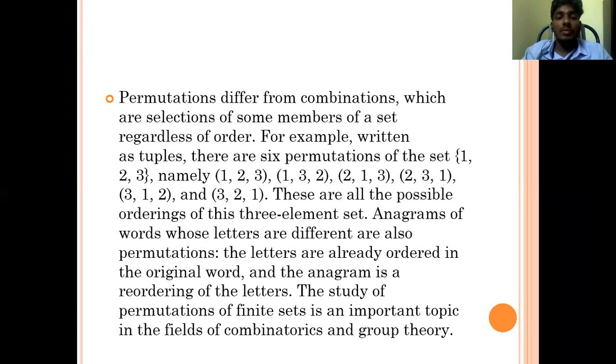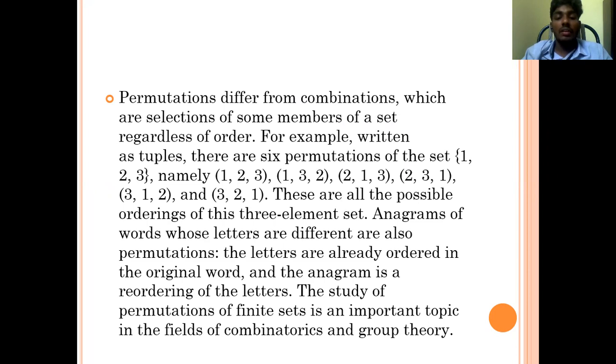Permutations differ from combinations, which are selections of some members of a set regardless of order. For example, written as tuples, there are six permutations of this set 1 2 3, namely 1 2 3, 1 3 2, 2 1 3, 2 3 1, 3 1 2, and 3 2 1. These are all the possible orderings of this three element set.